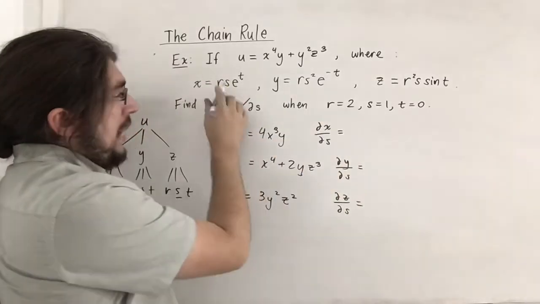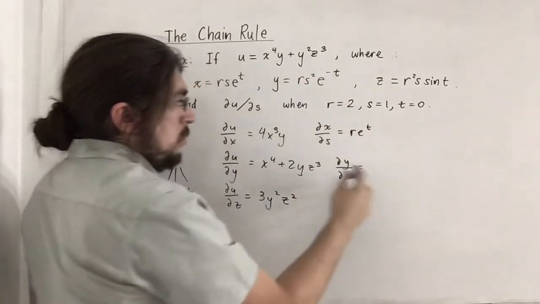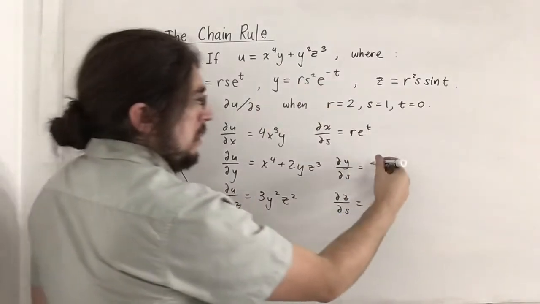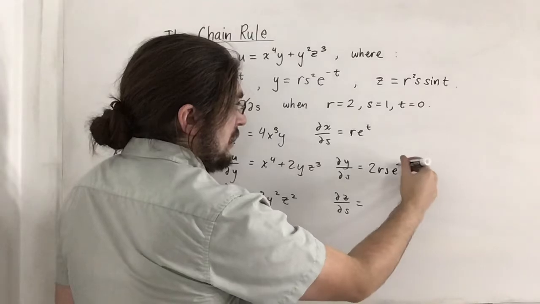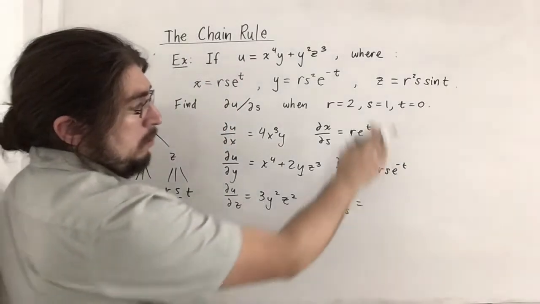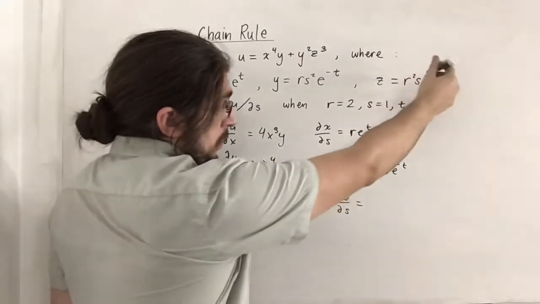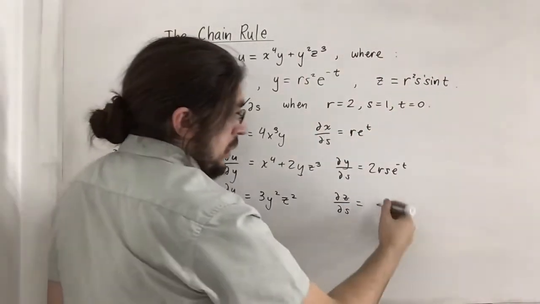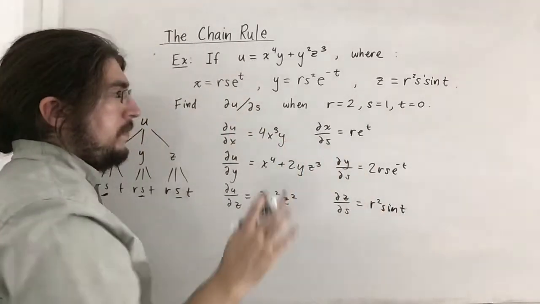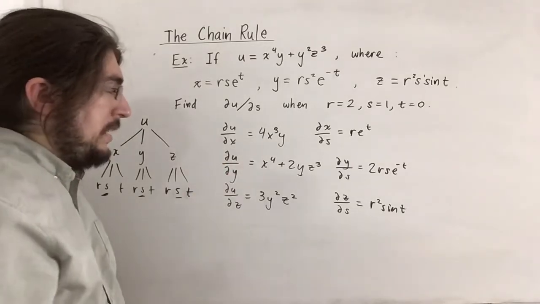The derivative of x with respect to s, the s just drops, so we get re to the t. Derivative of y with respect to s, derivative of s squared is 2s, so we get 2rs e to the negative t. Derivative of z with respect to s, well, the s drops because it's just 1s, the power of s is 1. So we end up getting r squared sine of t. Let me just make sure we're lined up. Okay, cool. So now what we need to do is multiply each of these together and we're set.